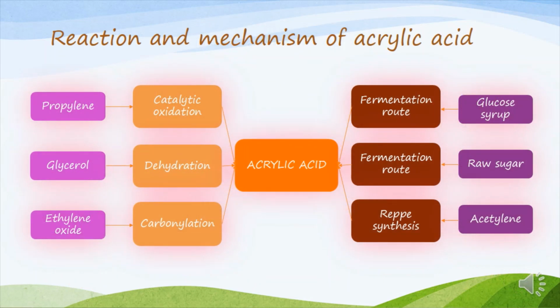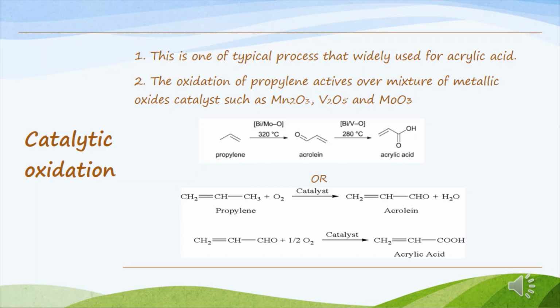Next, we move on to reaction and mechanism. This figure shows the types of reactions that are involved to produce acrylic acid. The first process is catalytic oxidation. This is one of the typical processes that is widely used for the production of acrylic acid. Usually, the oxidation of propylene is active over a mixture of metallic oxide catalysts such as manganese oxide, vanadium pentoxide, and also molybdenum trioxide.